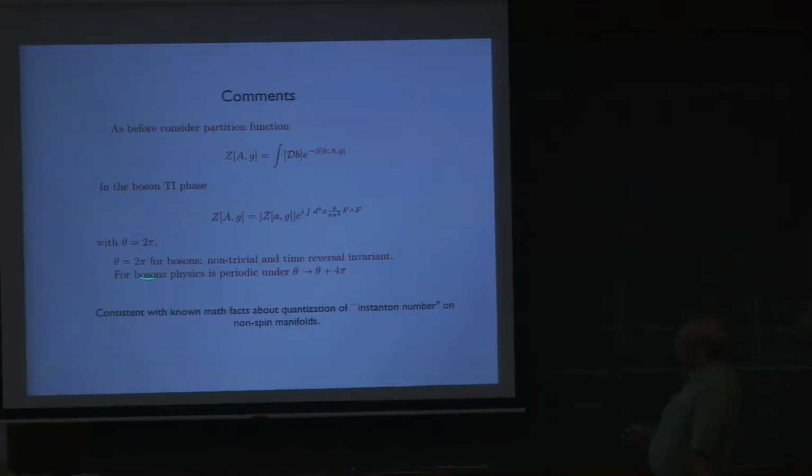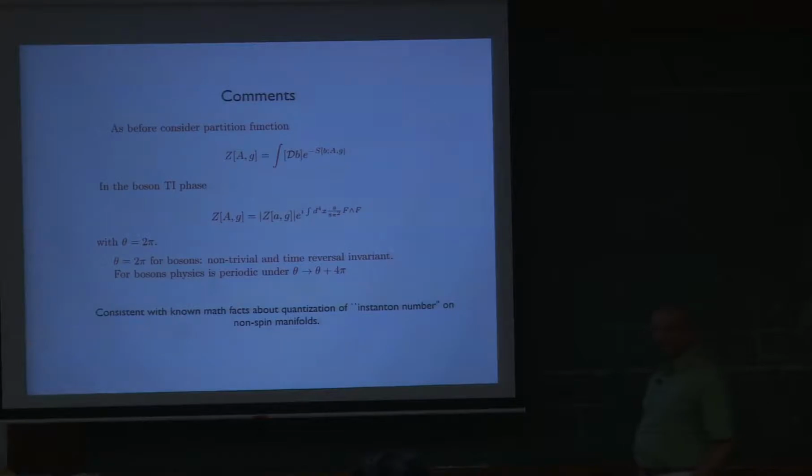And theta equals 2 pi for bosons is both time reversal invariant and non-trivial. For bosons, the physics is periodic under 4 pi shifts of theta rather than 2 pi shifts of theta. And there is no gravitational or wedge odd term, at least for the particular boson topological insulator that I am describing. There is another boson topological insulator for which there is a wedge odd term.